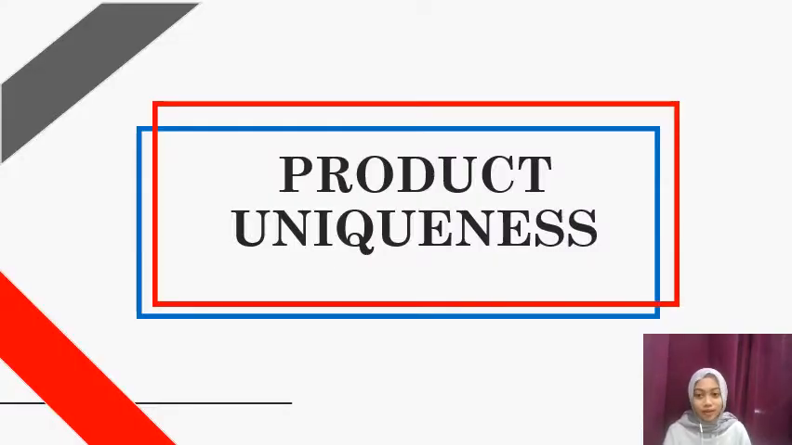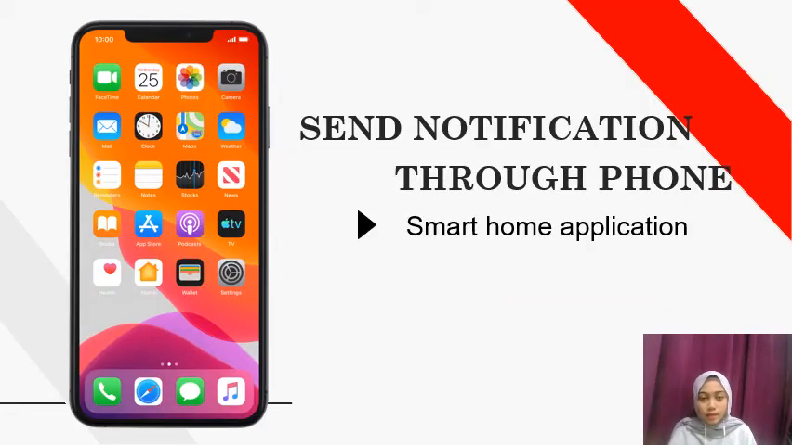So in this part, I'm going to explain the uniqueness of this product. First, it is able to send notifications through phone. So basically, our group will create a smart home application that can be installed from Google Play Store or App Store. So how does this application work?